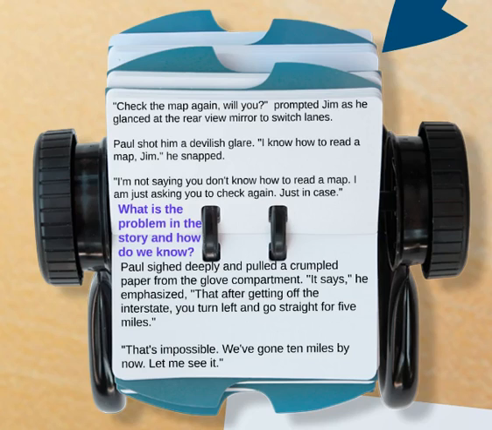Now that we've read the text, we need to go back and answer our question. Our question was, what is the problem in the story and how do we know? Well, while I was reading, I realized that the boys were arguing with one another. Something wasn't right. Paul was getting upset because Jim didn't know how to read a map. So I can infer that the boys are lost.